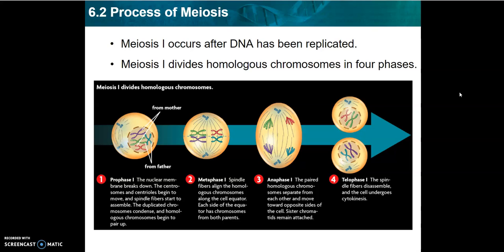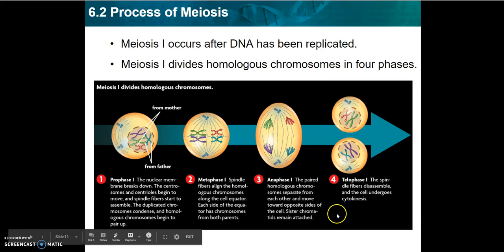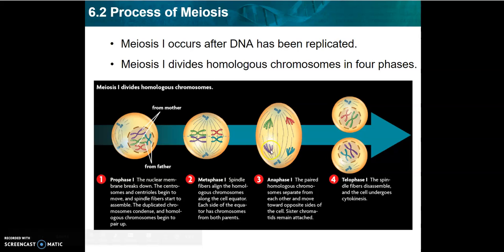so we're in that organization phase. During metaphase 1, spindle fibers will align the homologous chromosomes along the cell equator. Each side of the equator has chromosomes from both parents. Anaphase 1, the paired chromosomes will separate from each other and move towards opposite sides of the cell. Sister chromatids remain attached. We call that little structure where you see the little 4 ends, that's called a tetrad. During telophase 1, the spindle fibers disassemble and the cell undergoes cytokinesis.